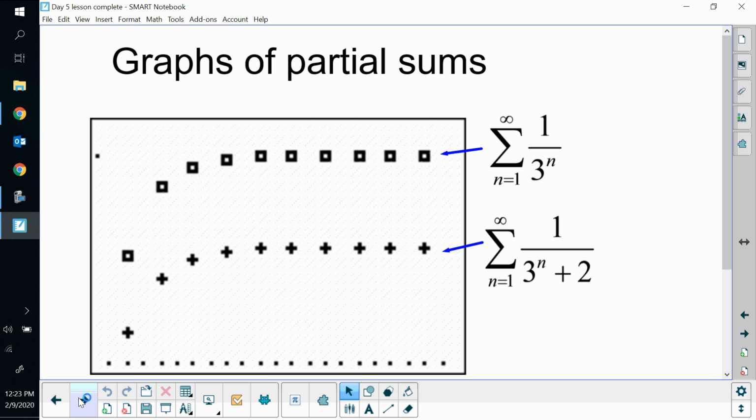So here's just the visual. Okay, we can see that both of them converge. The 1 over 3 to the n plus 2 is always less than the other one, but they're both converging.